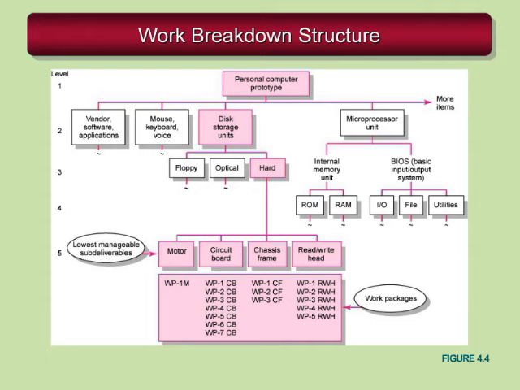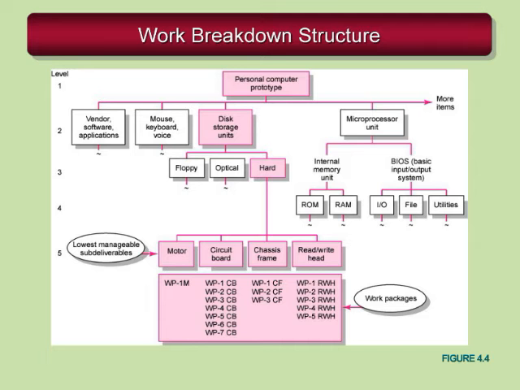Here's a really good example of a portion of a work breakdown structure. It's for a personal computer. You can see the highest level deliverables of this personal computer prototype are software, interface devices like mouses and keyboards, disk storage units, microprocessor units, and what you'll see is just one small part of it being completely broken down to the lowest work package level.